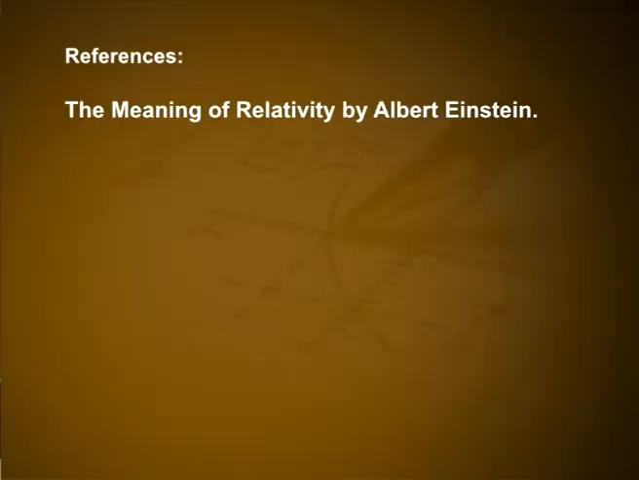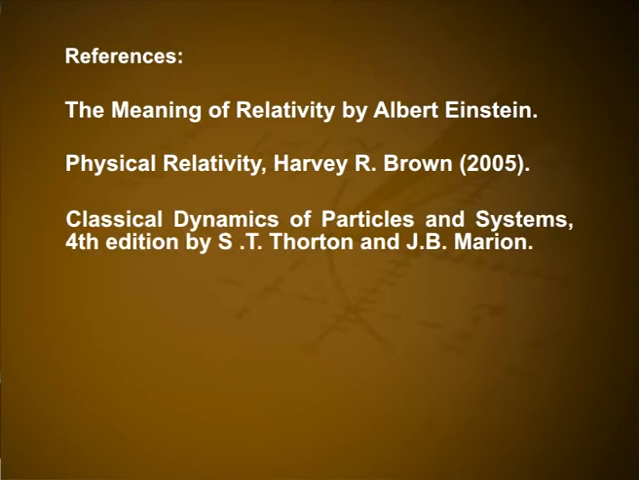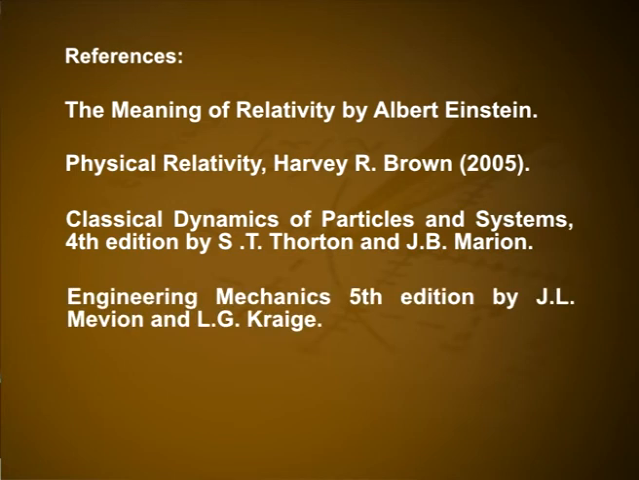You may go through these books for reference. First one, The Meaning of Relativity by Albert Einstein. Second one, Physical Relativity by Harvey R. Brown, 2005. Third one, Classical Dynamics of Particles and Systems, 4th edition by S.T. Thornton and J.B. Marion. Fourth one, Engineering Mechanics, 5th edition by J.L. Meriam and L.G. Kraige.